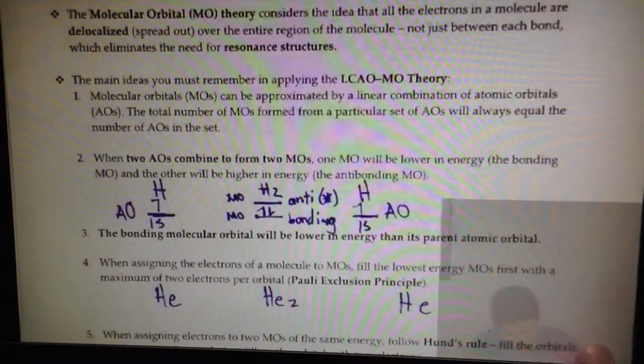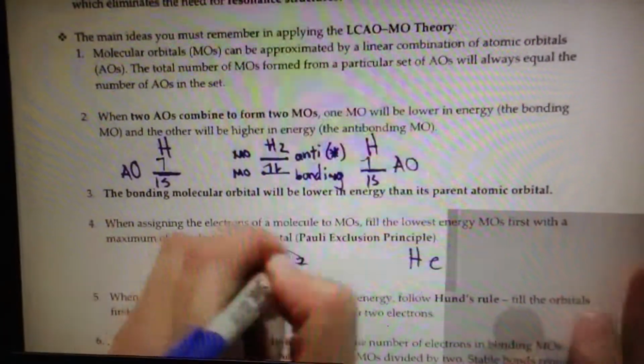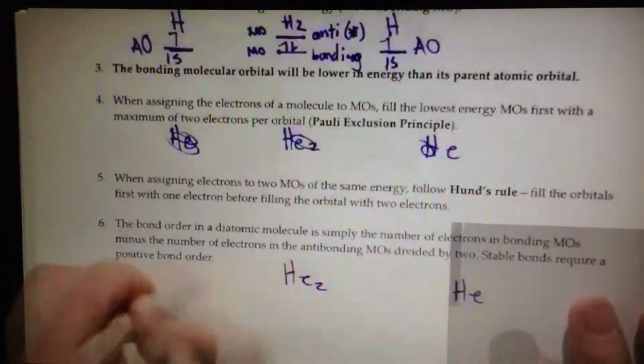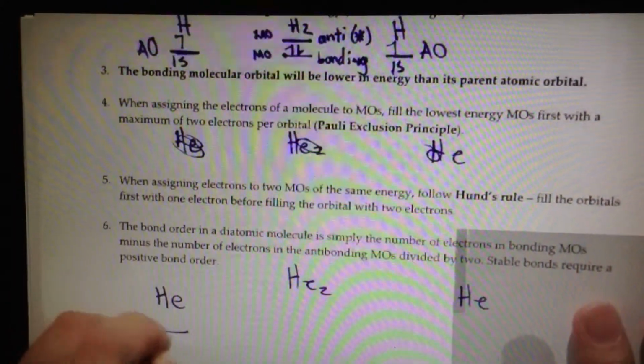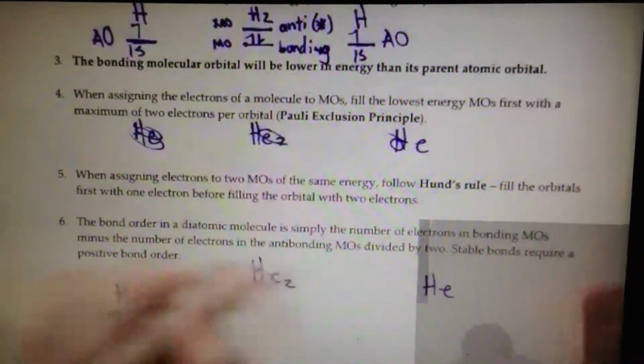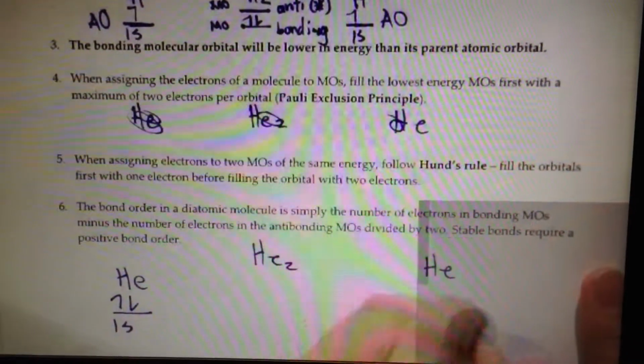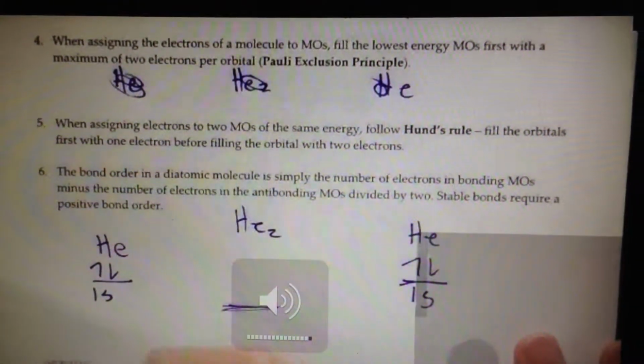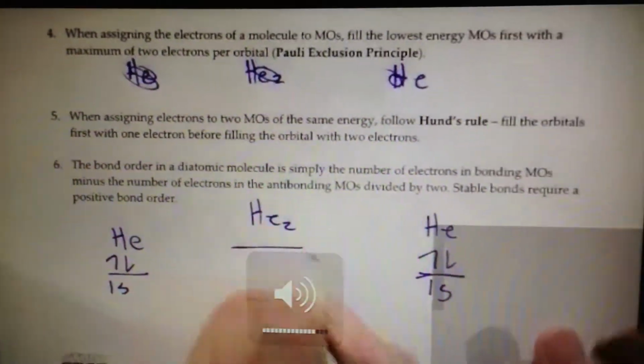Okay? Actually, let me do it down here. I bet I'm not going to have enough space. So let's say we wanted He2, He, He. Now, that's the 1s, and there's supposed to be 2 electrons there, and that's the 1s, and there's going to be 2 electrons there. So what do we do? At the bottom, we fill a bottom one, which is the bonding and the anti-bonding.